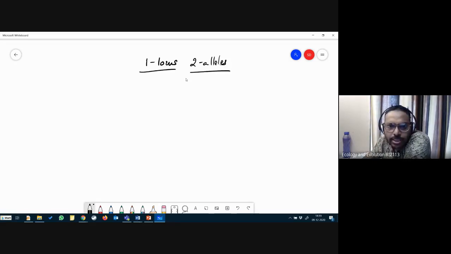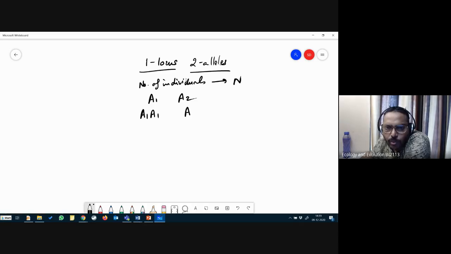Now let's assume that the number of individuals in the population is n. Let's assume that our two alleles are A1 and A2. Then Mendel's laws tell us that we are going to have three genotypes: A1A1, A1A2, and A2A2.